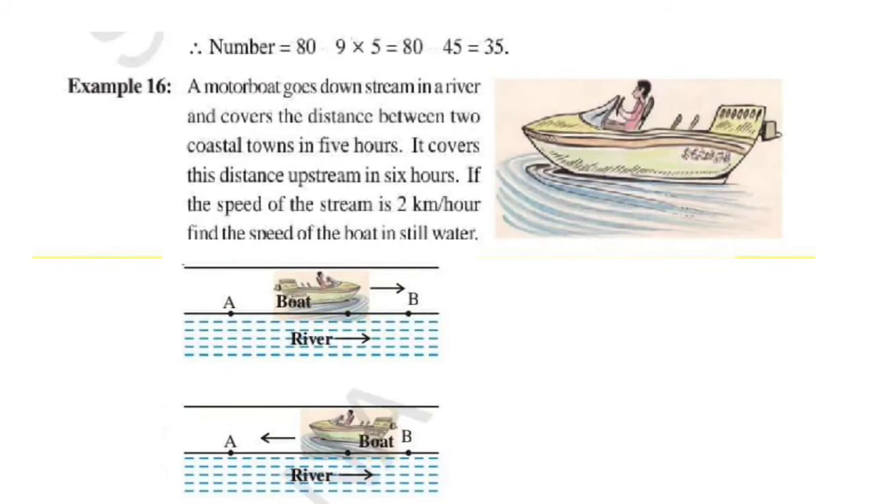Next, example 16. A motor boat goes downstream in a river and covers the distance between two coastal towns in 5 hours. Next, it covers the distance upstream in 6 hours. So if the speed of the stream is 2 km per hour, find the speed of the boat in still water. First of all, downstream, upstream.